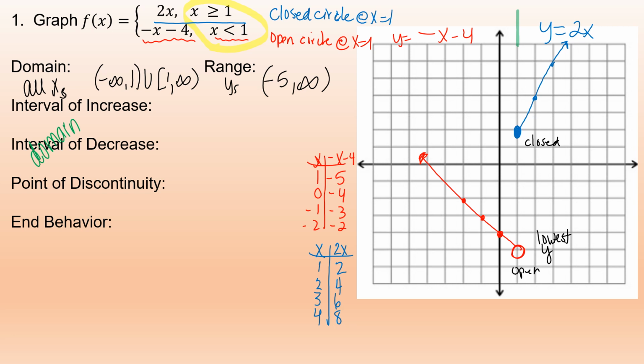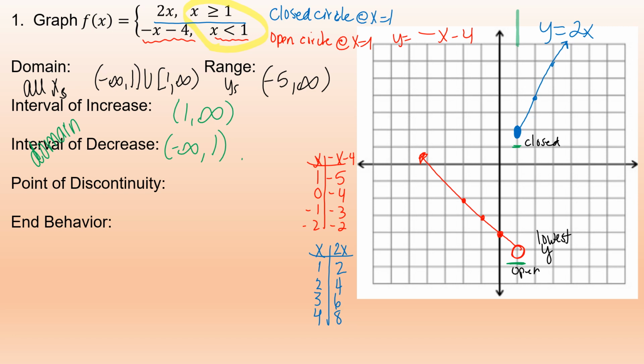So traveling from left to right, the red section of my graph is decreasing. So that's going to go from negative infinity to this x value. Where does our graph change direction? At 1. Cool. And then it jumps to another portion, and again, starting at 1, going out to positive infinity, the graph is then increasing. So that domain does have one section that decreases and one that increases.